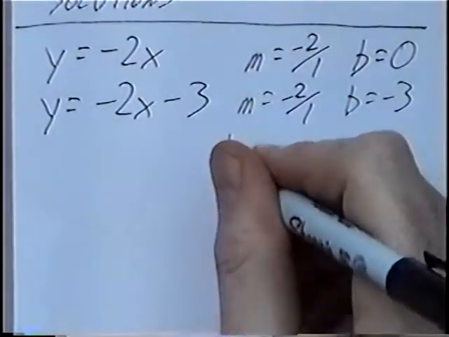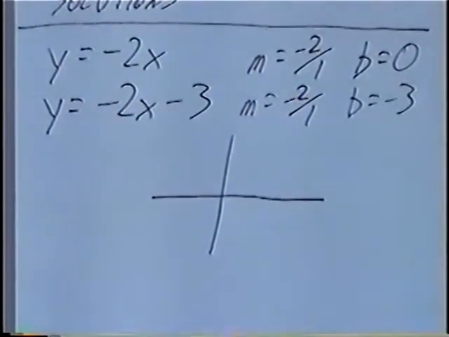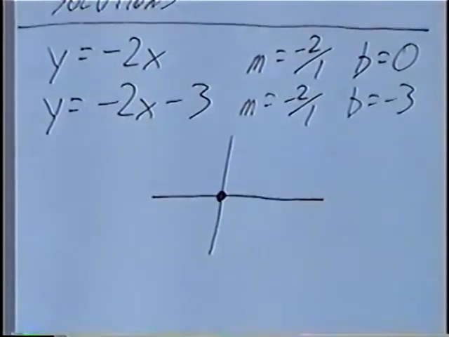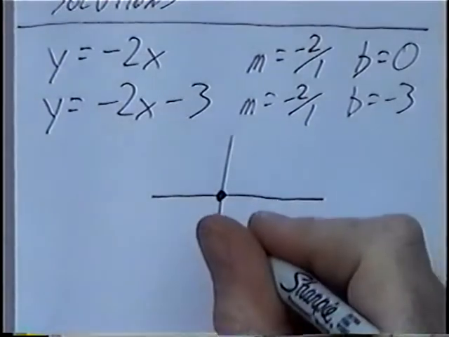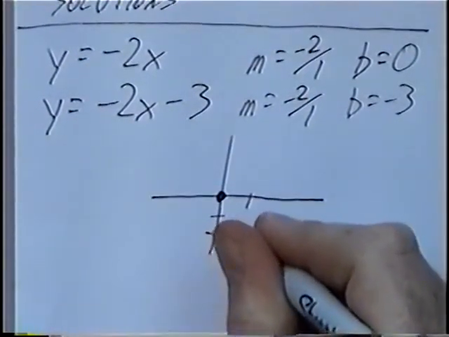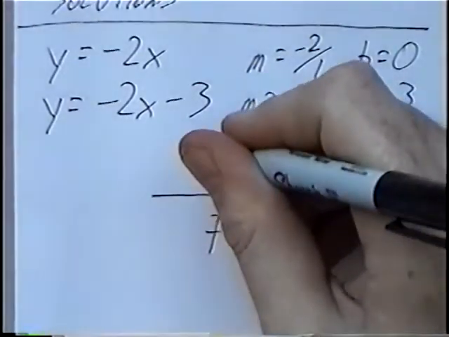Graphing these two equations. First equation, the y-intercept is at 0, which would be in the middle of the graph at the origin. And m equals negative 2 over 1, so we'll go down 2 spots and to the right 1 spot. Connecting those 2 points, we'll have the line for the first equation.